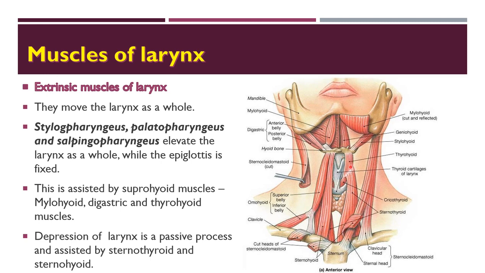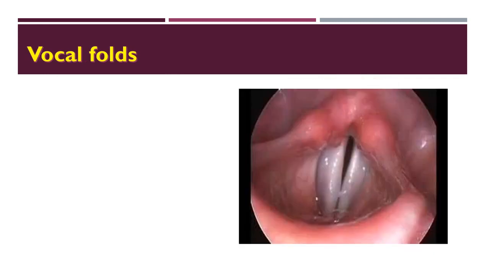The thyrohyoid muscle. Okay, so they are the infrahyoid muscles, which passively assist in depressing the larynx. So that is about the extrinsic muscles of the larynx. Now we will try to understand a few more aspects of these vocal folds.